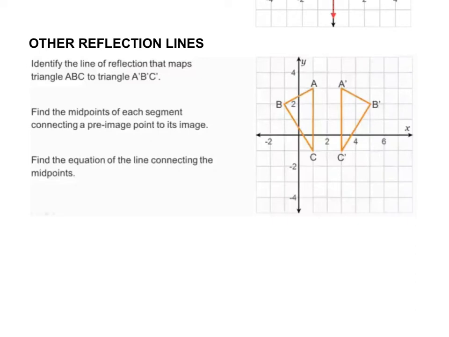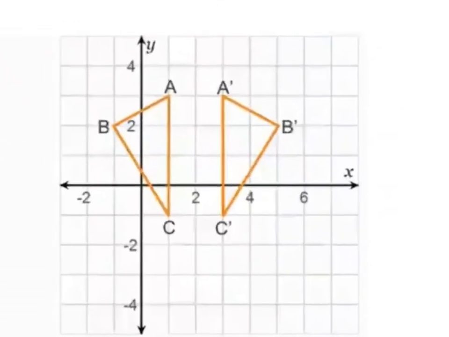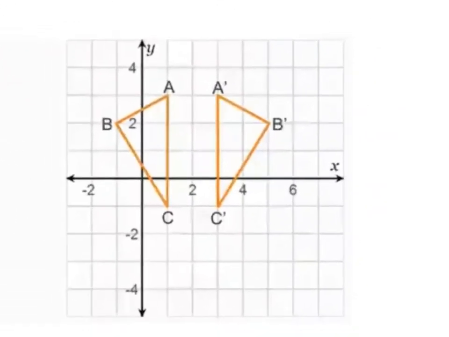That's what tips me off that this is a line of reflection. Okay, it says find the midpoints of each segment connecting the preimage points to its image. Find the equation of the line connecting the midpoints. So over here, what I want to do is come in and draw in our line of reflection. I just draw in a line like so, that's my line of reflection, okay?